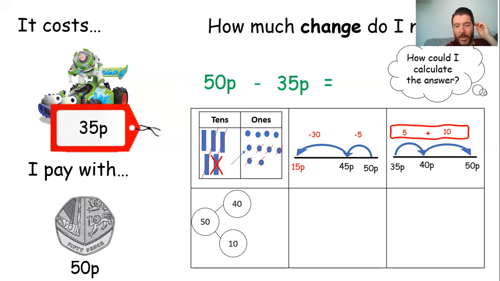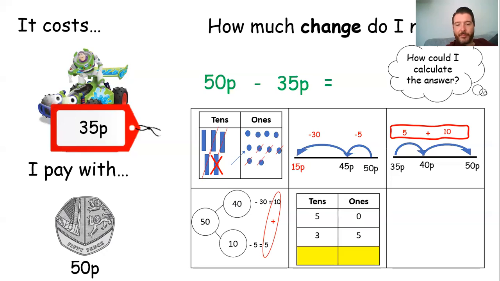Or we can do this method where we partition. Now, I partition 50 into 40 and 10 because if I have 50 and 0, I can't take away any of my ones. So from 40, I'm going to take away the 10s, and this 3 tens is 30. So 40 take away 30 is 10. And from the 10, I'm going to take away the 5 ones. 10 take away 5 is 5. Then we put those two parts back together. 10 add 5 is 15.